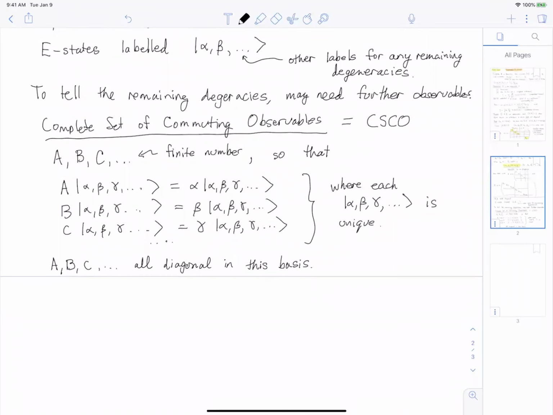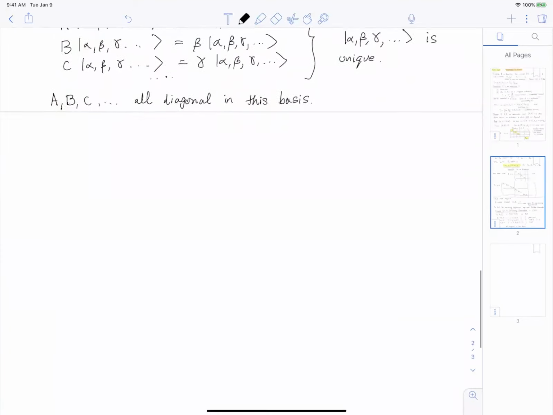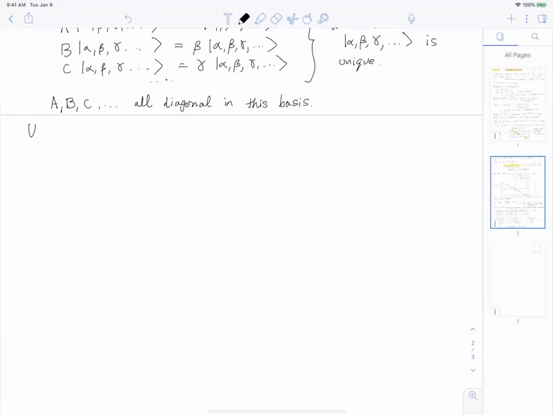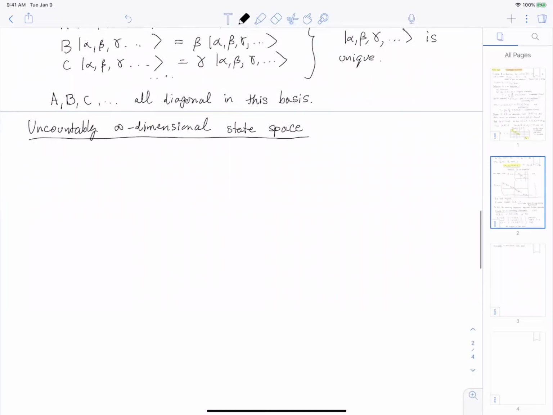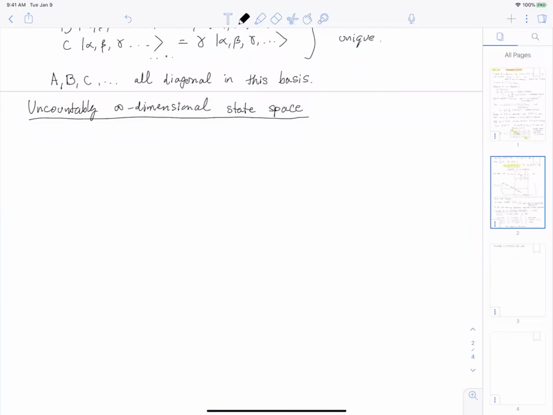Okay, so let's go and talk more about the case of an uncountably infinite dimensional Hilbert space, infinite dimensional state space. The quintessential example of this is the position operator. So we're going to start with an observable that we're going to call X.